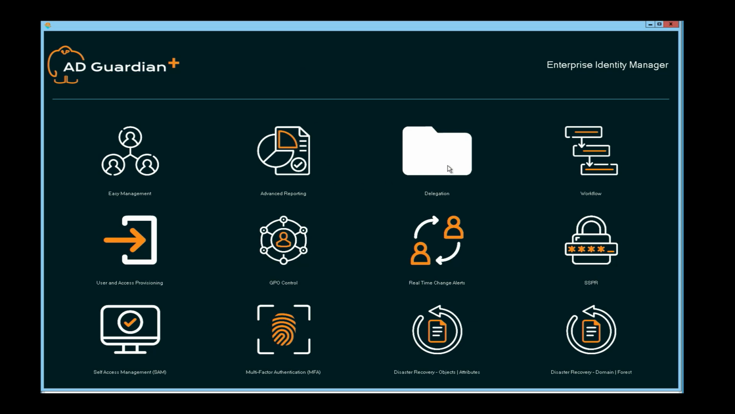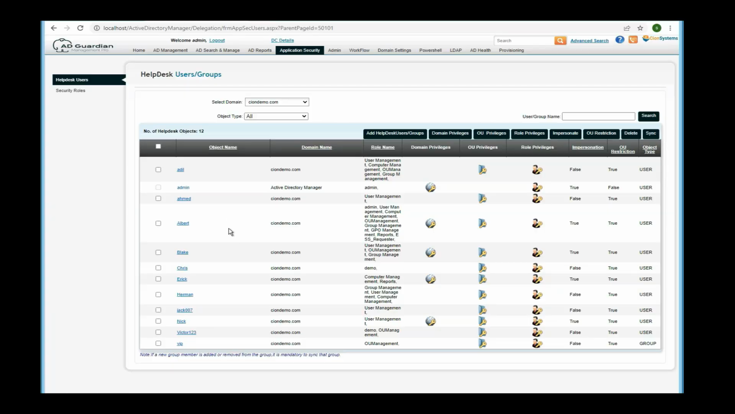Let's go back to the main dashboard to the delegation model. With delegation, you can give permission to an individual user or a group of users. Now, those users can only operate in those allowed folders, objects, and screens. They will not be able to see anything else.